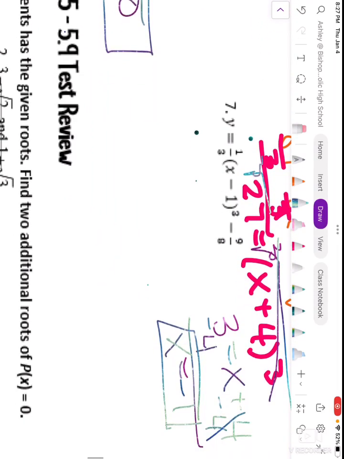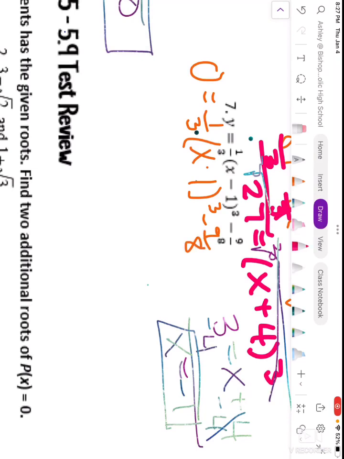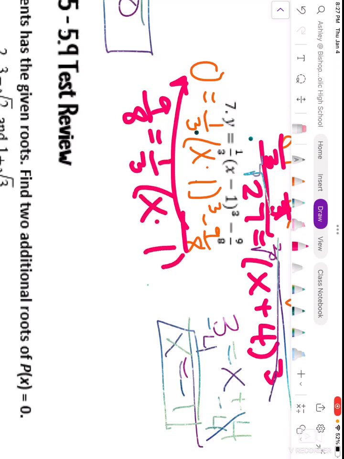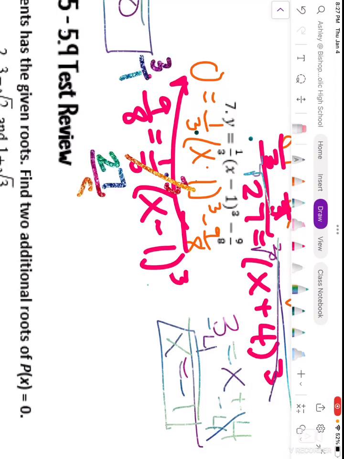And then our last one here, we're doing the same thing. So change our y to a 0. 0 equals 1/3 times x minus 1 cubed minus 9/8. And then we're going to add the 9/8 over. And then to get rid of that 1/3, we're going to multiply by 3, or multiply by 3 over 1, which is the same as 3. 9 times 3 is 27. 8 times 1 is 8. So 27 over 8 equals x minus 1 cubed.